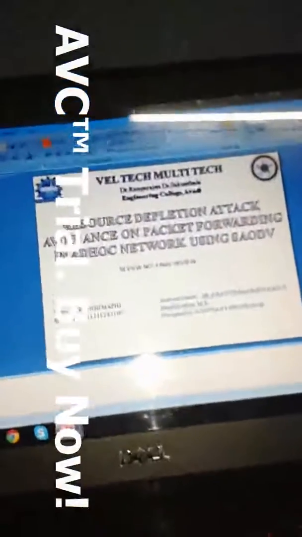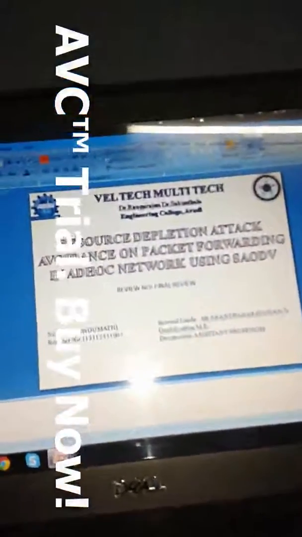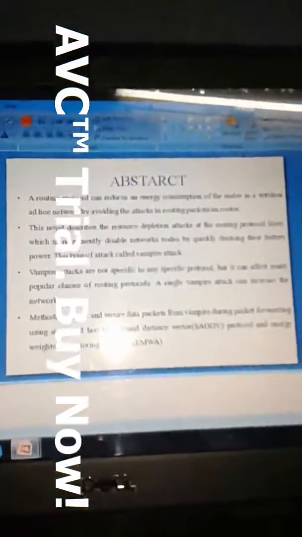My title is Resource Depletion Attack Avoidance on Packet Forwarding in Adhoc Network using SAODV. The main abstract of my project is reducing the battery power consumption in the network. This work describes the resource depletion attack at the routing protocol, which disables the network by quickly reducing the node's battery power. This type of attack is the vampire attack. It covers methods to detect it and secure data packets.